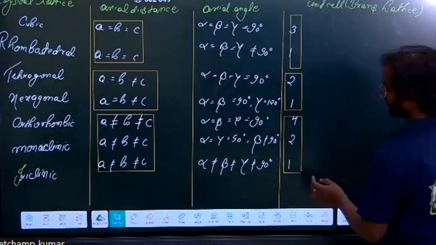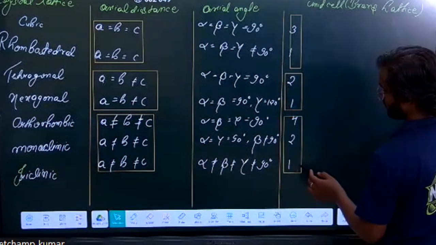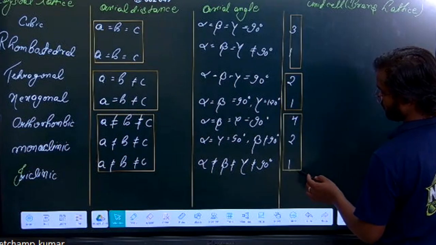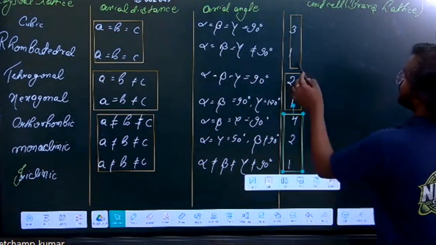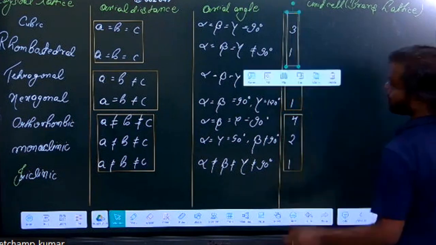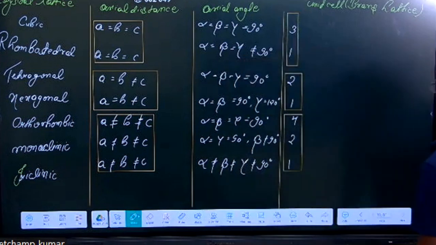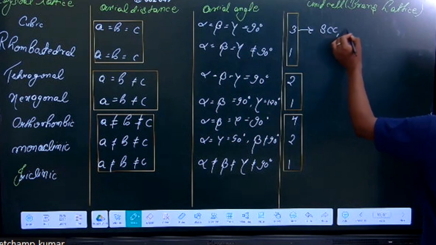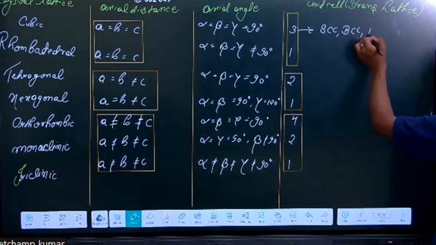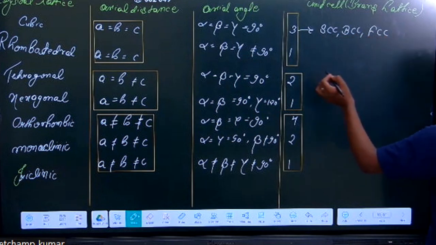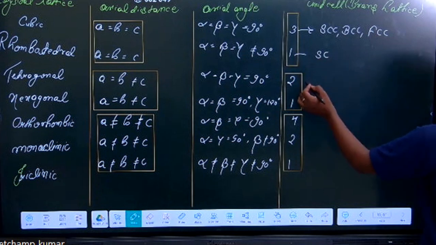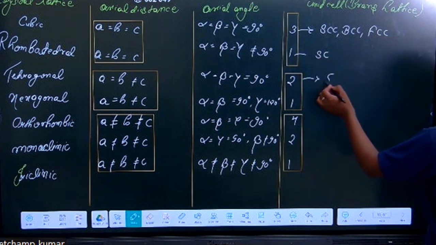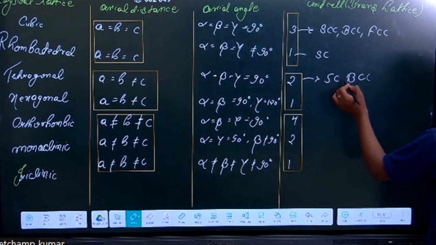If you try to remember like this, then it will be easier for you. Okay. 3121421. 3 means it will have what type of structure? Simple cubic, body centered, and FCC. All three structures are there. One, it will have only simple cubic. Two, it means it will have simple cubic, then BCC.